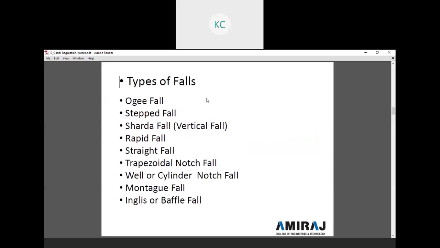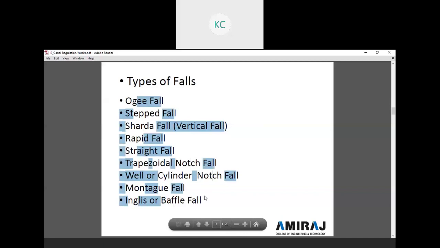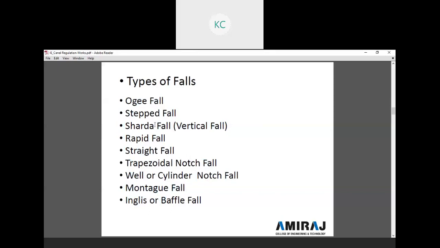There are different types of falls available, like the ogee fall, step fall, Sharda fall, rapid fall, straight fall, trapezoidal notch fall, well or cylindrical fall, Montague fall, and English or baffle fall. But among these different types of falls, the Sharda fall is the most suitable in any situation where an excessively steep ground slope is available. The Sharda fall provides basic guidelines or a standard specification of how the fall should be constructed at that particular location.